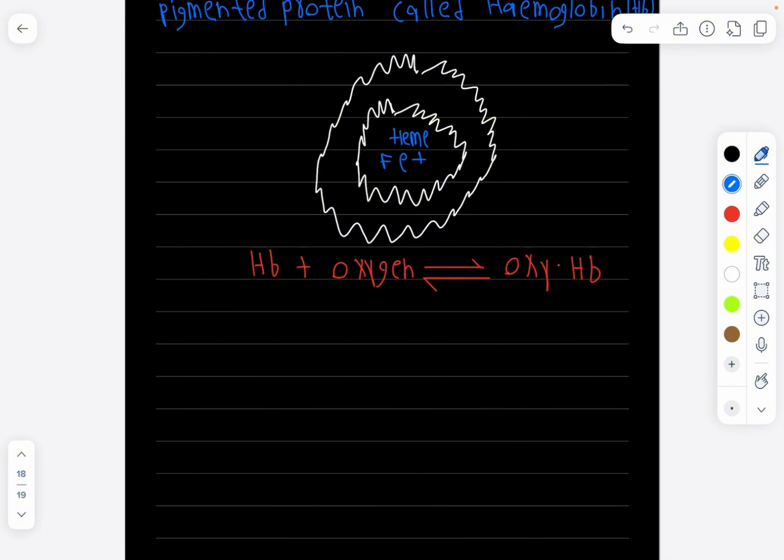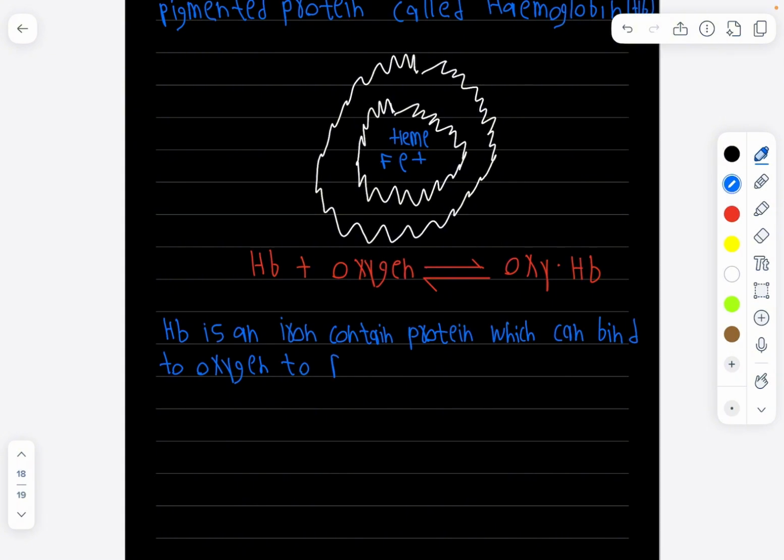Hb is an iron containing protein which can bind to oxygen to form a compound called oxyhemoglobin.